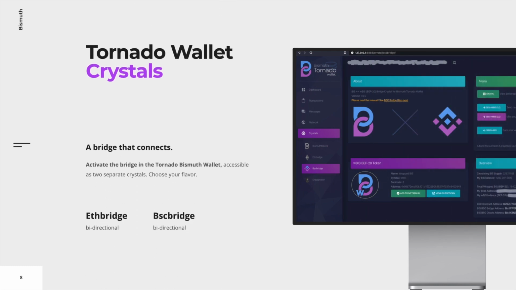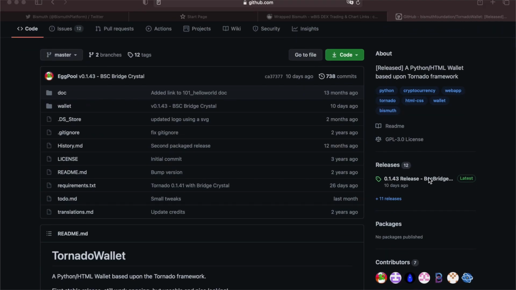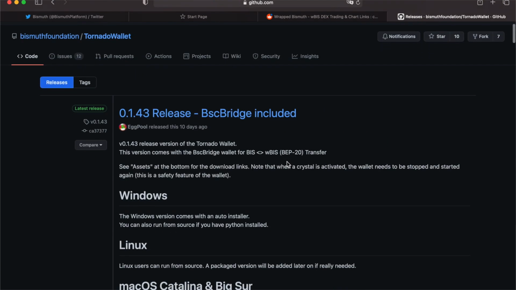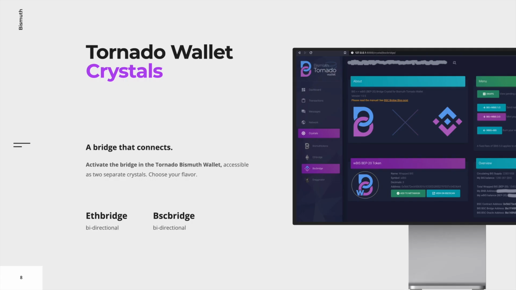For minting and burning WBIS, you will need to download the latest Tornado Bismuth wallet shown here on this screen, which is available for Windows, Mac, and Linux. It's a browser-based app. You can find the app on our GitHub repo. The Tornado Bismuth wallet has a kind of plugin system integrated where you can activate and deactivate crystals. Recently, the ETH bridge and the BSC bridge crystal have been added. First, you will need to activate those crystals in order to mint or burn WBIS.